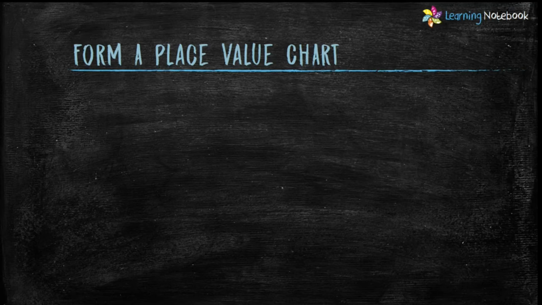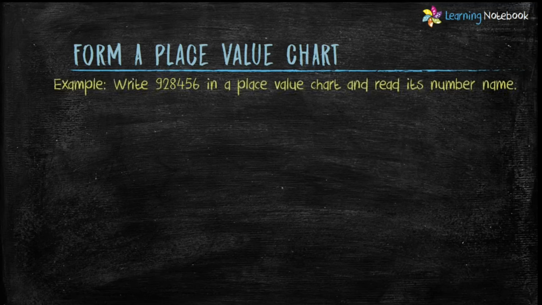Students, let's form a place value chart with the help of an example. Example is to write 928456 in a place value chart and read its number name.